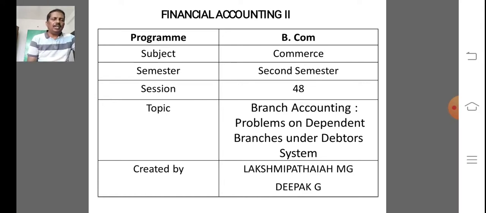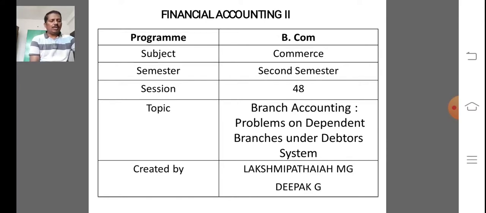Under the debtor system, the head office treats the branch office as a debtor. At the end of the accounting period, the head office prepares a branch account to ascertain the profit or loss of the branch. The assets and liabilities of the branch at the beginning of the accounting year are treated as given by the head office, and those at the end of the year are treated as returned by the branch to the head office.